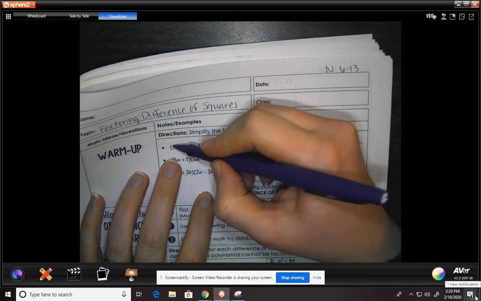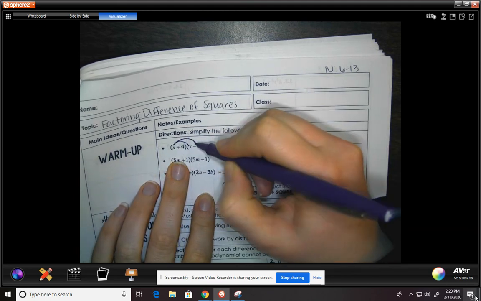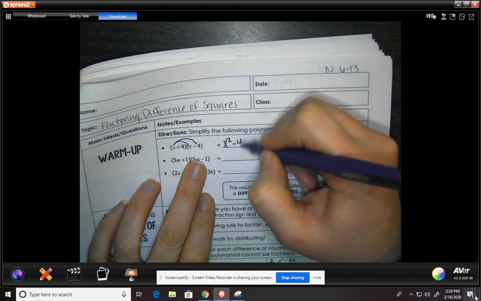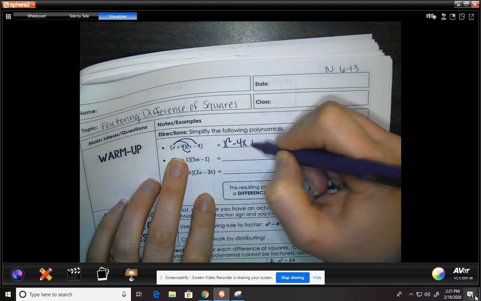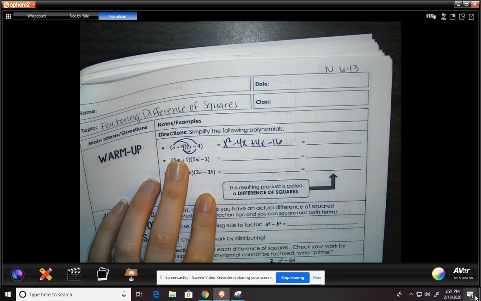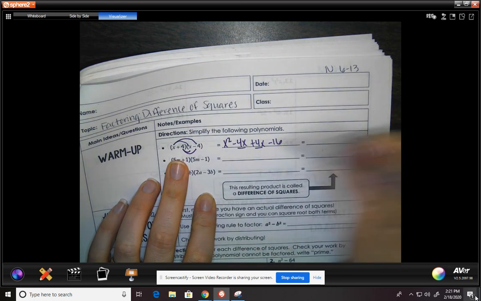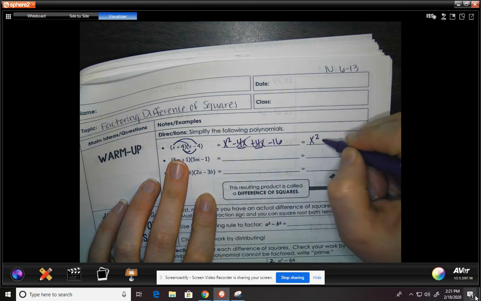So when I do x times x, this becomes x squared. And then x times -4 is -4x. Now moving to this one, 4 times x is a positive 4x, and 4 times -4 is a -16. The two middle terms will combine, and a -4 and a positive 4 cancel each other, so I have x squared minus 16.